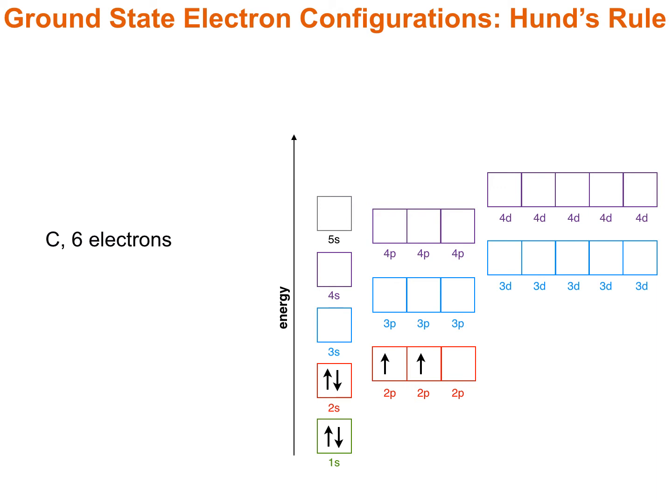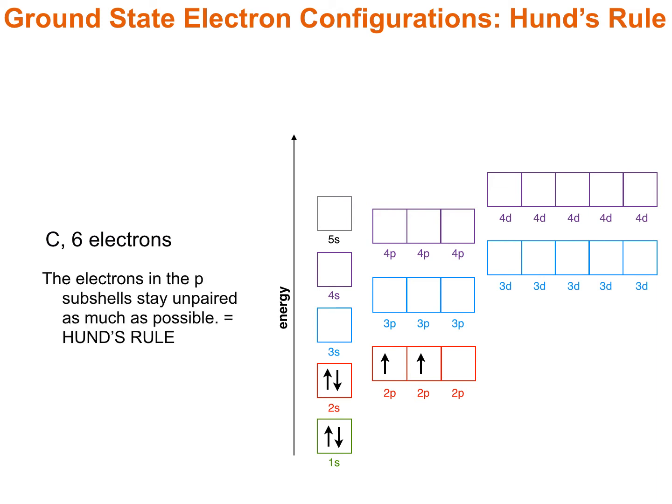Hund's rule is essentially we have to half fill all orbitals in a subshell before we completely fill them, all right? So the electrons in the p subshell stay unpaired as much as possible. That's essentially Hund's rule. So we have to half fill the orbitals, right? We have to keep the electrons unpaired before we pair them up in specific orbitals.